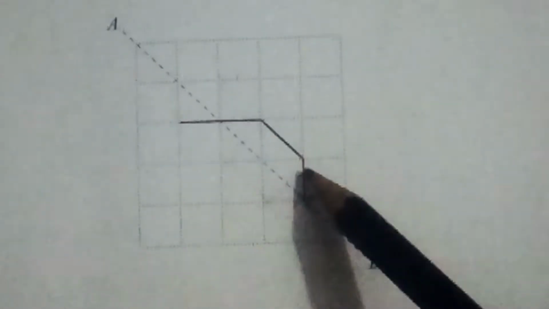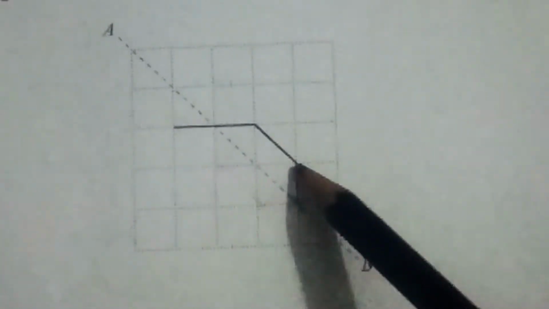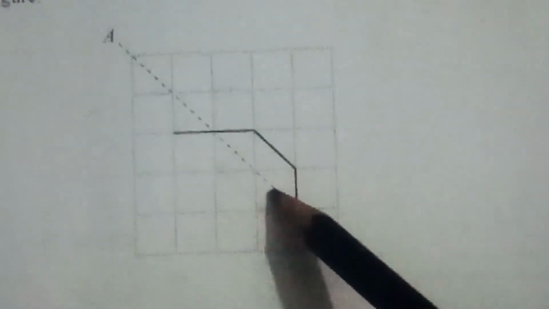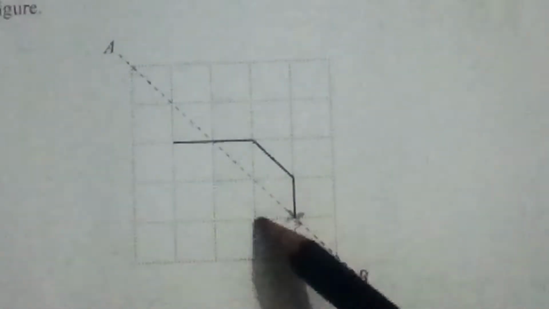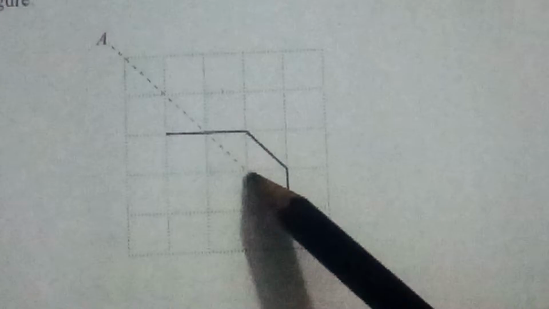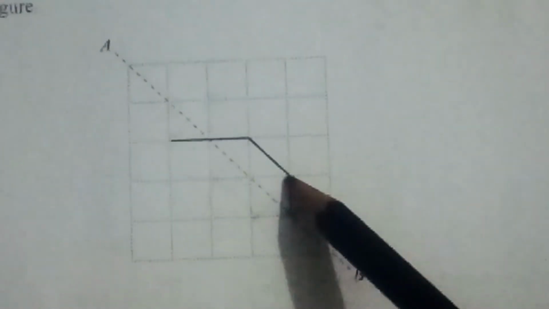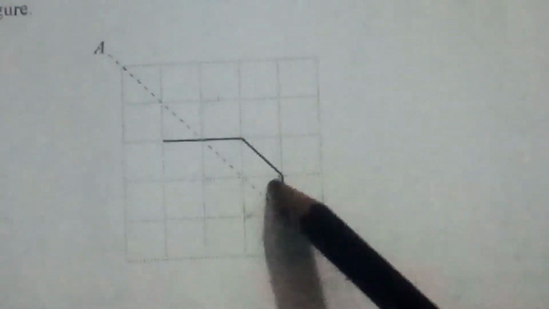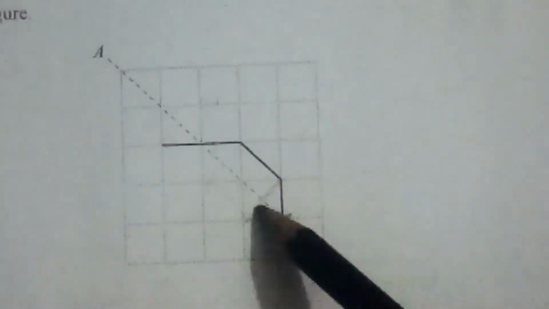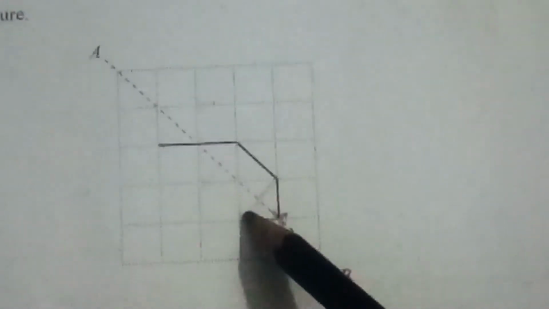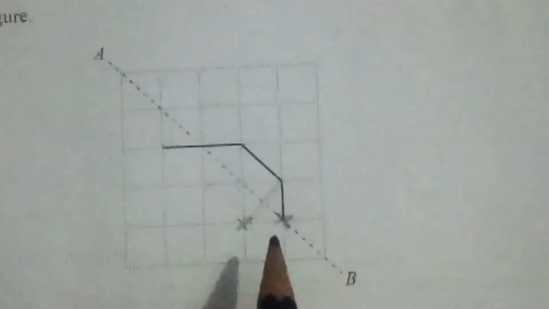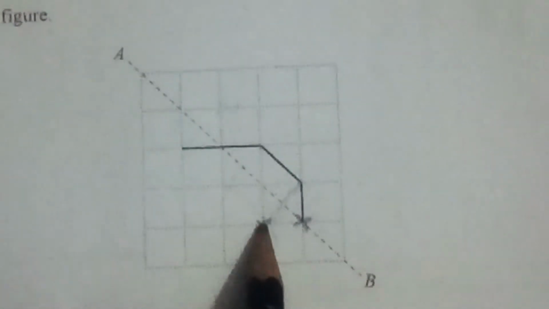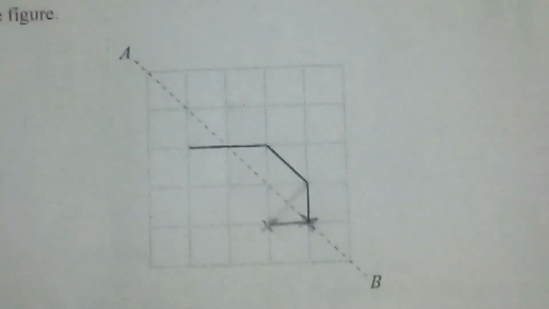Now we have to draw a perpendicular from this point to this line of symmetry. So that will be on this diagonal of this square. Okay, so this is the perpendicular from here, and extend it. So this is the second point, and let me join this point with this.